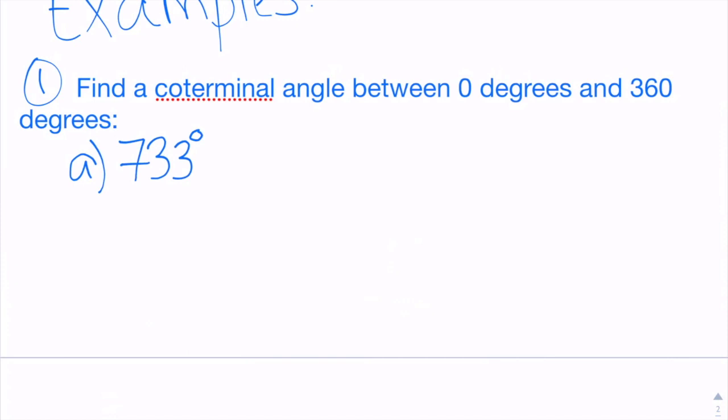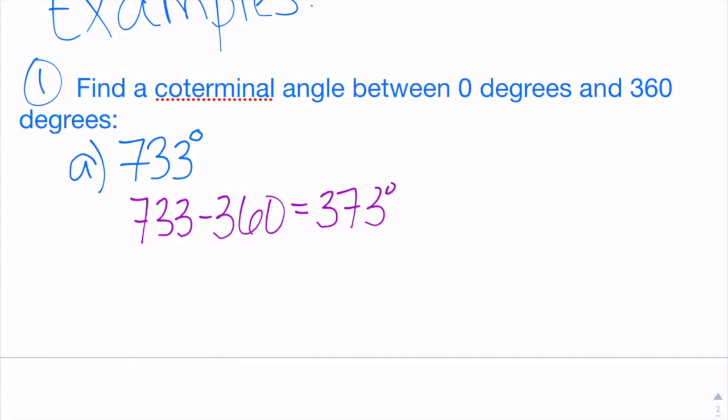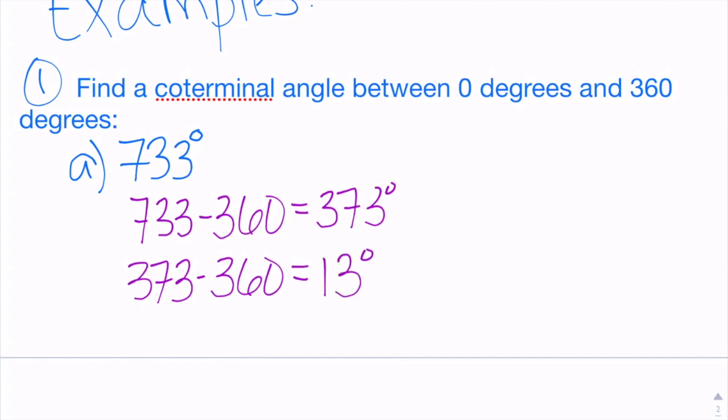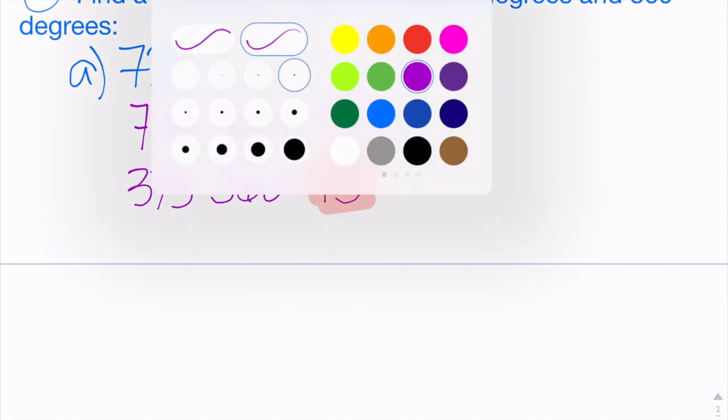So we're going to determine first, is 733 larger than 360 or is it less than 0? Well, it's larger than 360, so that means we need to subtract to get to a value between 0 and 360. So we're going to do 733 minus 360, and that gives us 373 degrees, which is still not between 0 and 360. So we need to subtract 360 again. 373 minus 360 again, and we end up getting 13 degrees. So that tells us that our coterminal angle between 0 and 360 is 13 degrees.